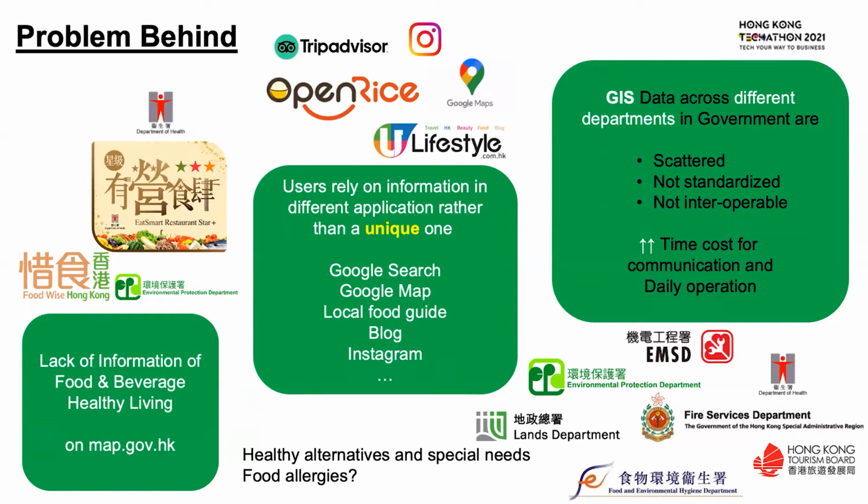This is one of the examples when you want to seek healthy food, and it also happens in other cases, if you want to find a restaurant which is environmentally friendly or GM-free food. And this platform nowadays is not integrated, and this data is really scattered.